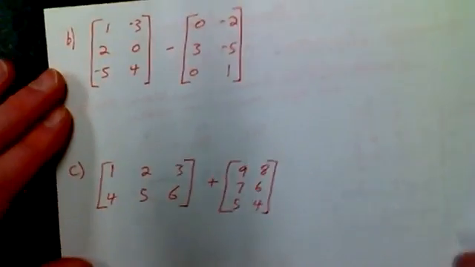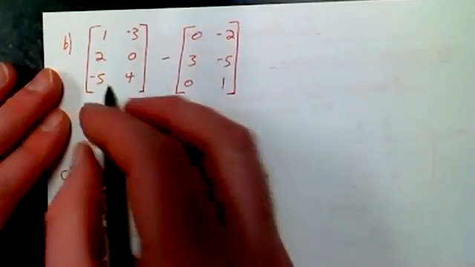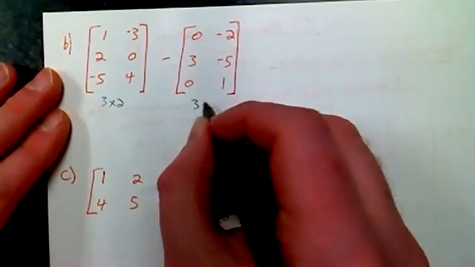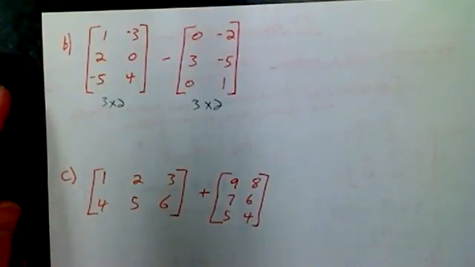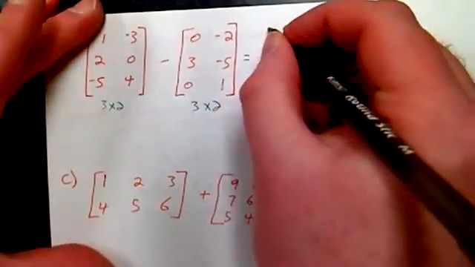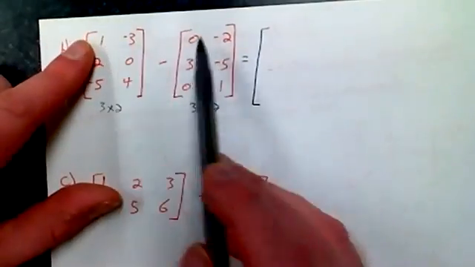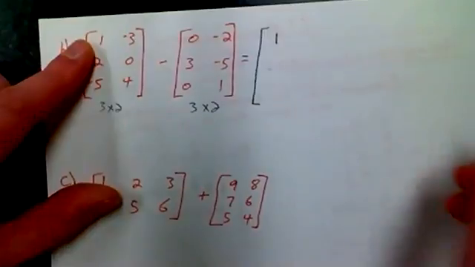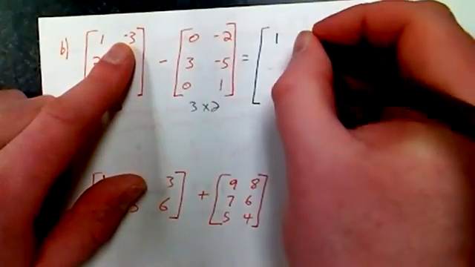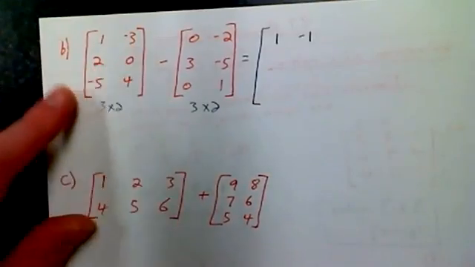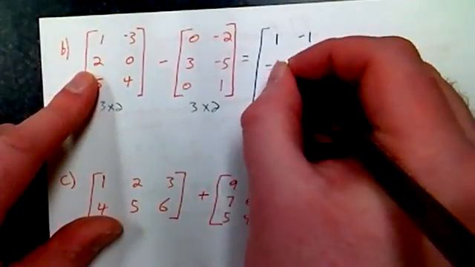Let's go over here. B. This is a 3 by 2, and this is a 3 by 2. So I'm able to do the subtraction. So how does this work? Well, subtract the corresponding elements. 1 minus 0 is 1. Negative 3 minus negative 2 is really negative 3 plus 2, or negative 1. 2 minus 3 is negative 1.